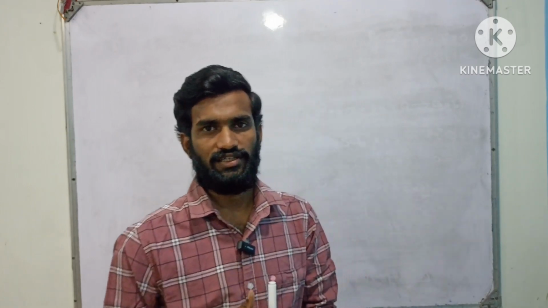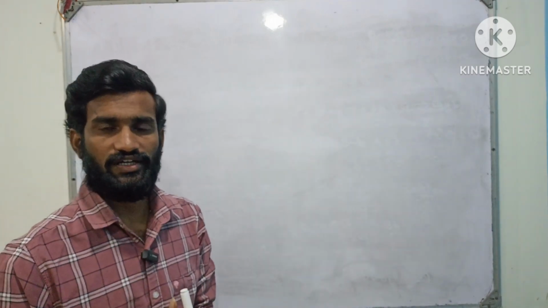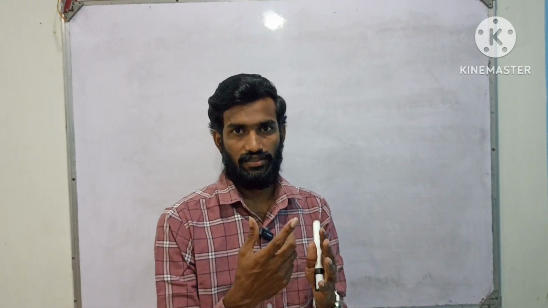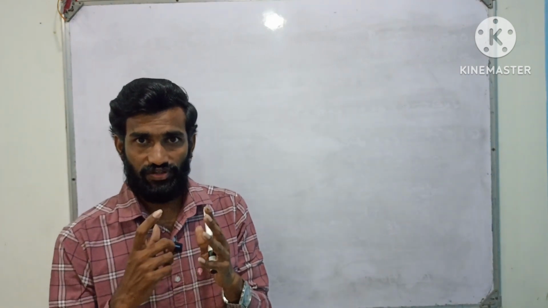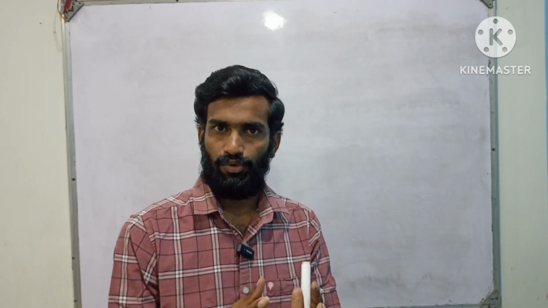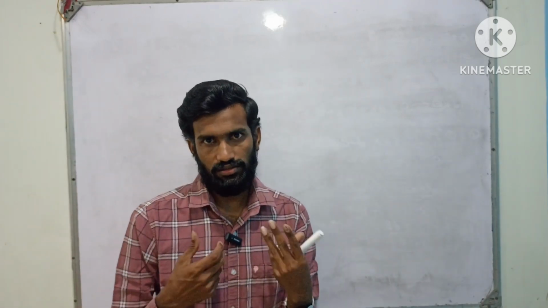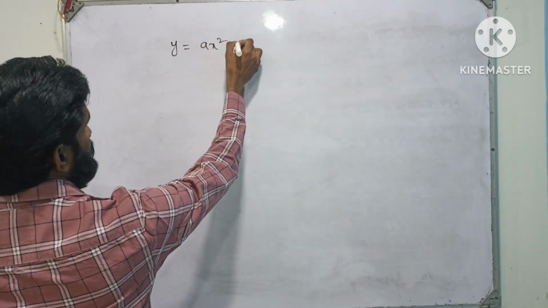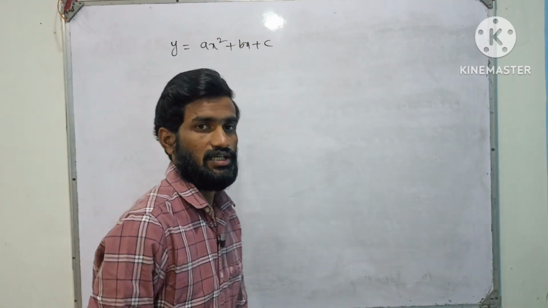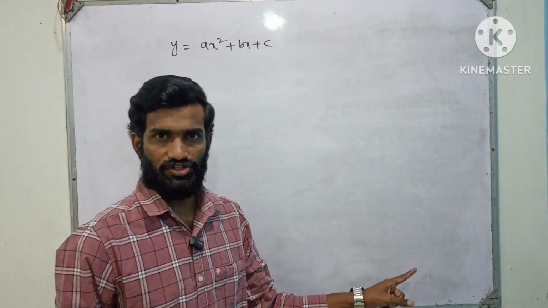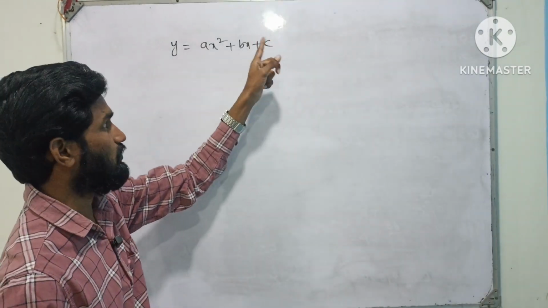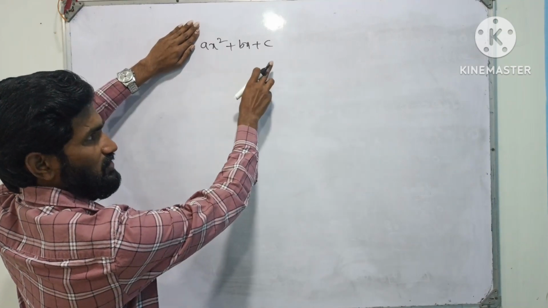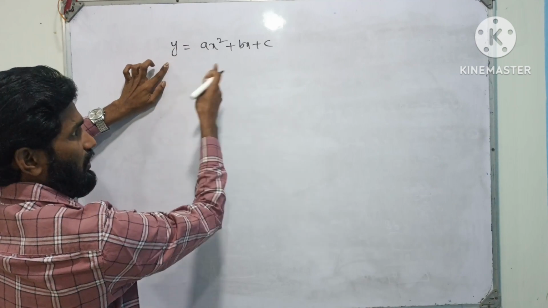What is the graph of a quadratic equation? In our 10th class, we already learned that the graph of a quadratic equation is a parabola, either an upward parabola or a downward parabola. If we take y equals ax square plus bx plus c, this is a quadratic expression. It is not an equation because there is no equal to 0 here. So this is a function, which we can take as either y or f of x.